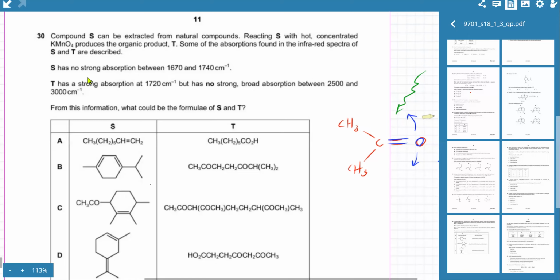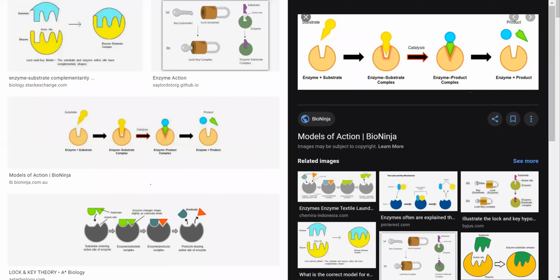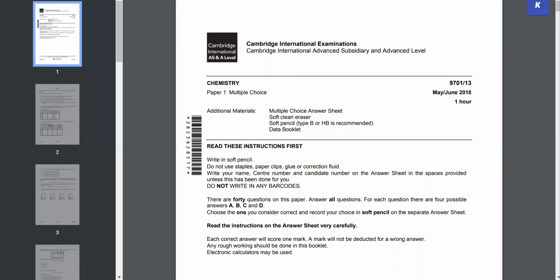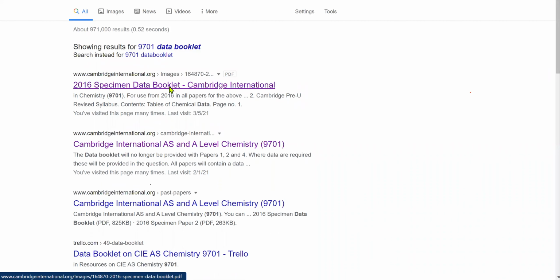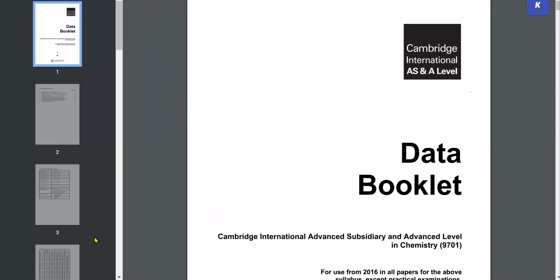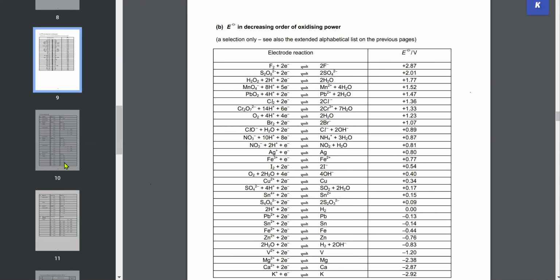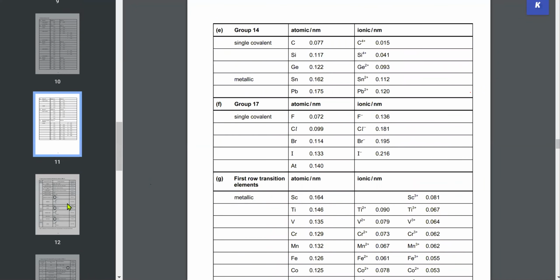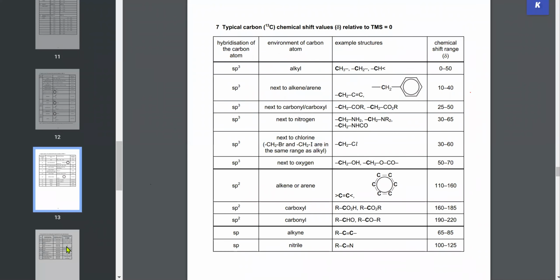Now he's saying that S has no strong absorptions between 1670 and 1740. So just go and open a data booklet. So in the data booklet, the infrared spectrum is kind of useless. It doesn't really give you much information. It only gives you a very tiny amount of information. So where's the spectrum? This one.